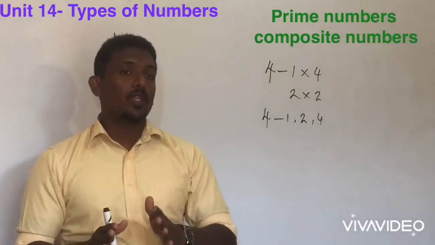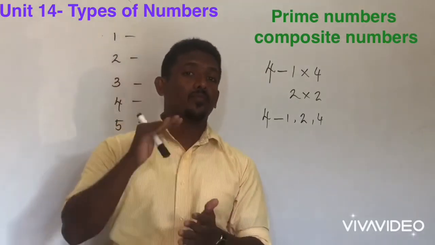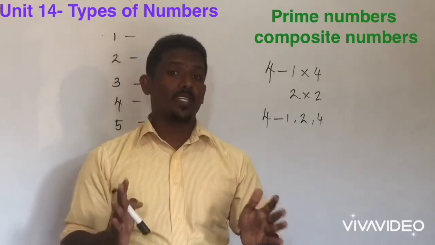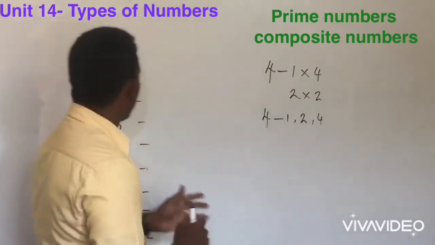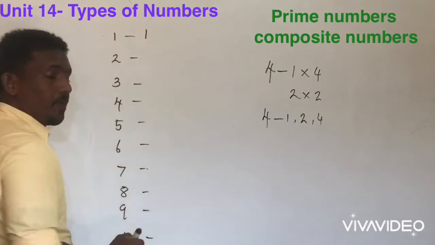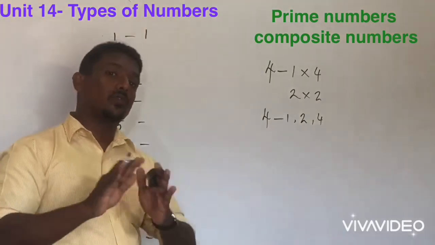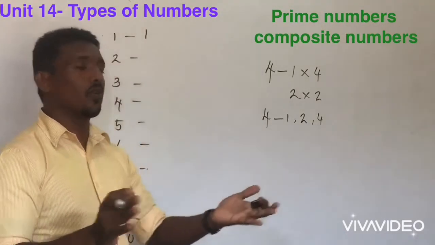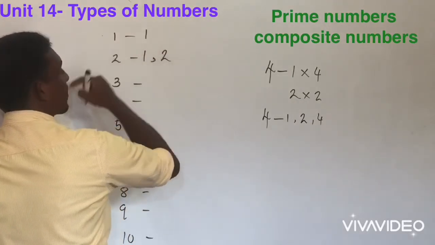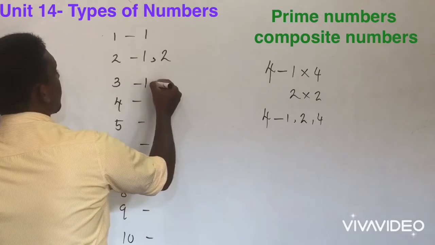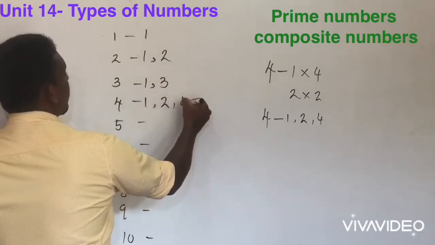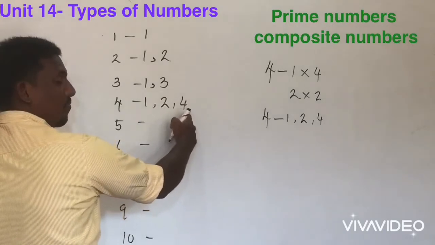Now let's see all the factors of the first 10 numbers, 1 to 10, right? The factors of 1, only 1 is there. The factors of 2: 2 can be written as 1 into 2, only one way. Therefore, 1 and 2 are all the factors of 2. And then for 3, 1 into 3. 1, 2 and 4, these are all the factors of 4.